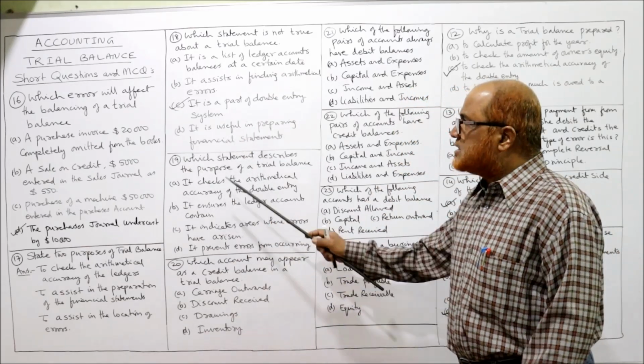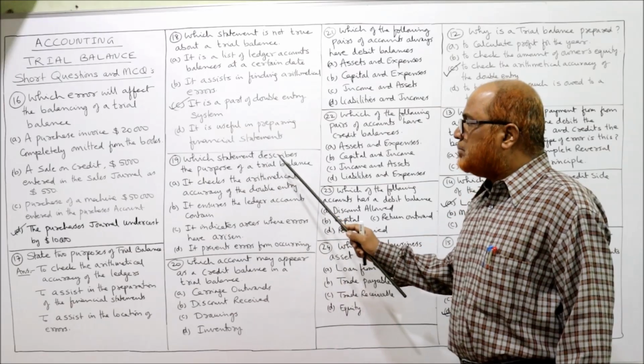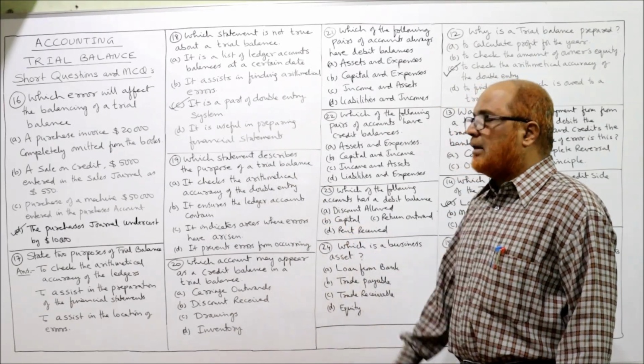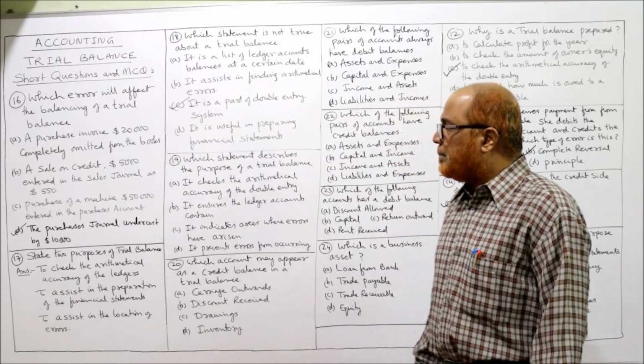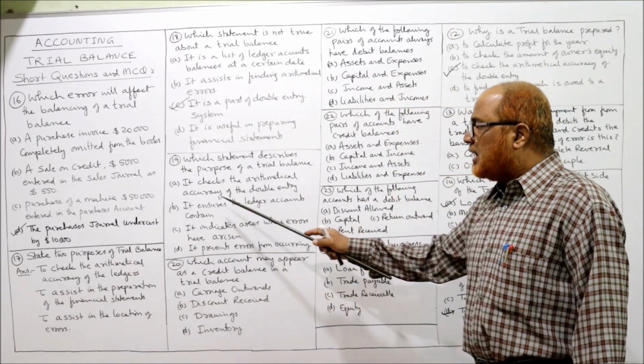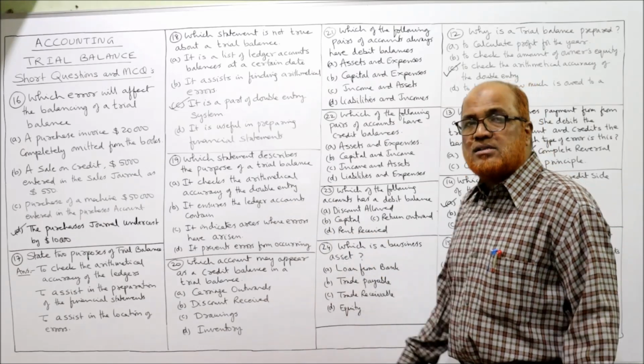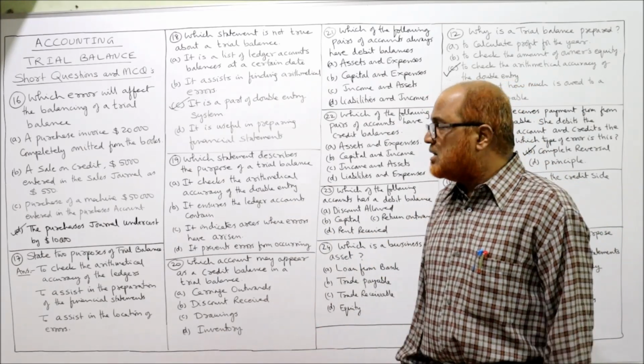That's it. Next, 19. Which statement describes the purpose of trial balance? Again, four statements are given. Which statement describes the purpose? It checks the arithmetical accuracy of the double entry system. Yes, this is the purpose.